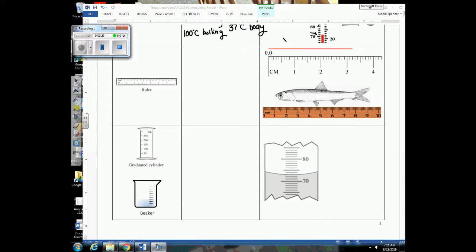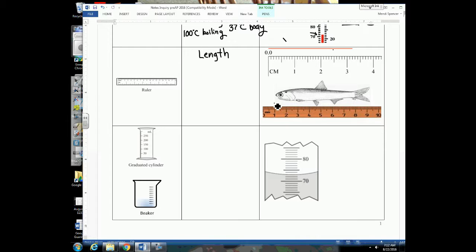Obviously, with a ruler, we're going to be measuring things like length, width, height. We can calculate volume, we can calculate area. Take a second to look at these 2 measurements I have over here for you to practice with. I have a red line here. I want you to measure the length of that red line. And then I have a fish here, and I want you to measure the length of the fish.